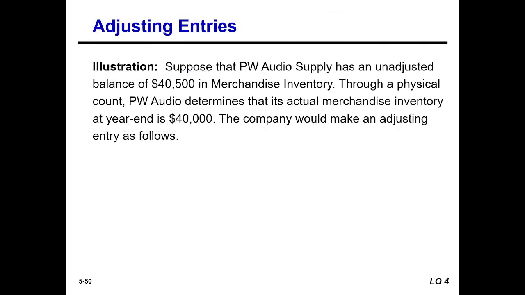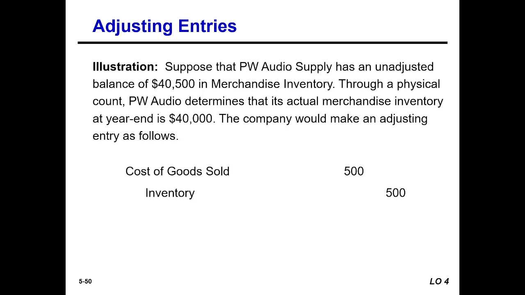Now, adjusting entries illustration. Suppose that PW Audio Supply has an unadjusted balance of $40,500 in merchandise inventory. Through a physical count, PW Audio determines that its actual merchandise inventory at year end is $40,000. The company would make an adjusting entry as follows. We know the unadjusted balance is 40,500 and the actual merchandise inventory at year end is 40,000.